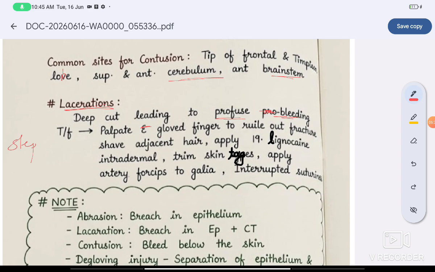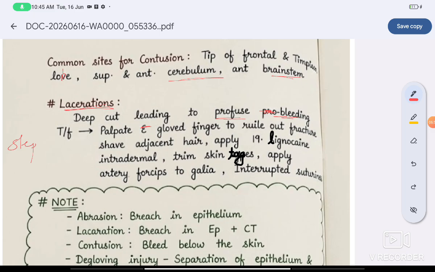Step deformity you have to check for. If there is no step deformity, it means there is no fracture. If there is a step deformity, then you have to reduce the fracture first. There are various instruments which are used to reduce the skull fractures. We will talk about that when we discuss this topic in oral surgery. Now we are just looking at the general surgical aspect.